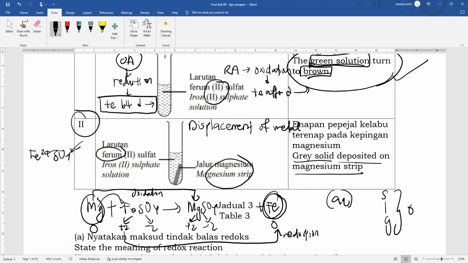Okay, now they're asking you, go and write down the equation for the reduction. So actually it's not so difficult. You know you're starting with Fe2+. You know you're ending with Fe. You know in a reduction you're going to receive electrons before the arrow. All in front of you already. Write down the equation. Fe2+ + 2e-.